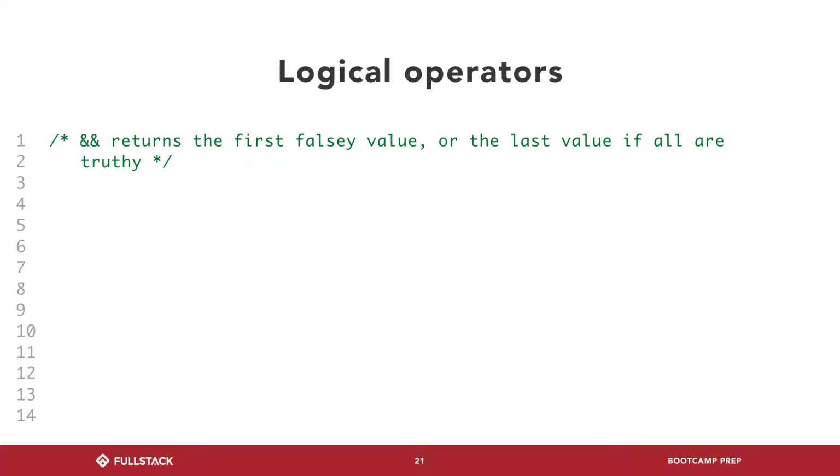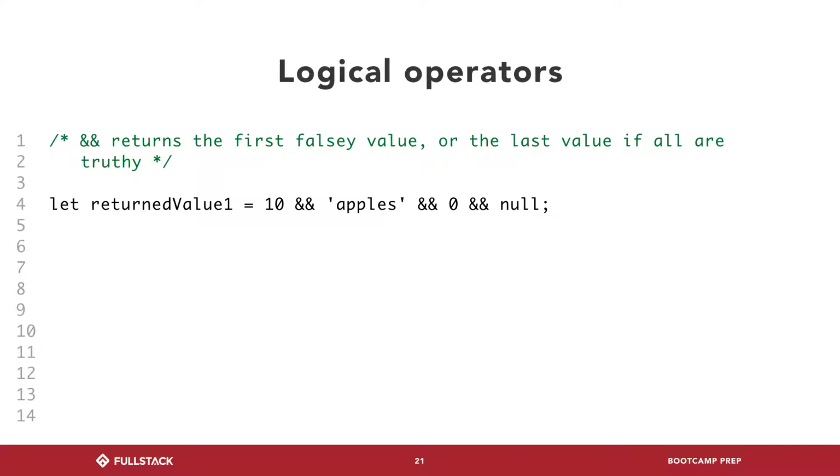Cool. So the way the AND operator works is it will give you back the first falsy value, or it will give you back the last value if everything you've evaluated is true. That's going to be a bit to digest as I'm talking to you. So when you get home, definitely look at this a little bit more, maybe draw it out if you want to get more comfortable around it.